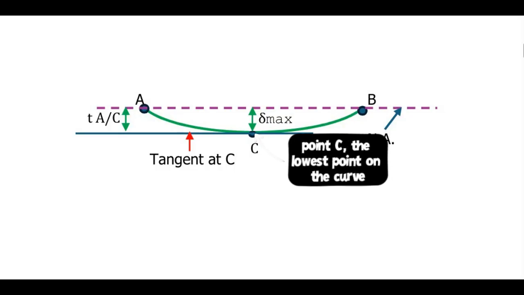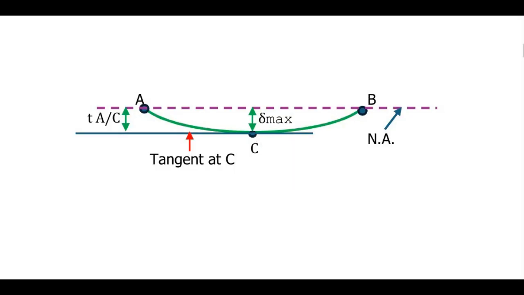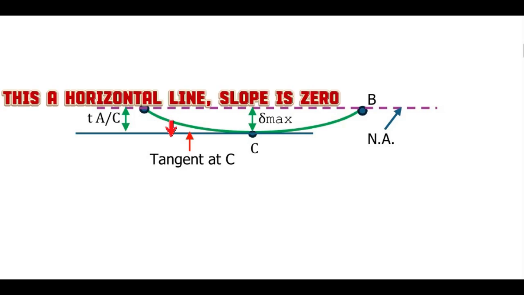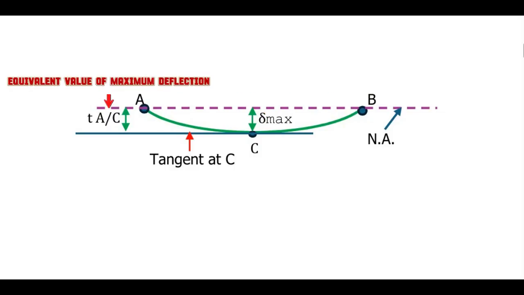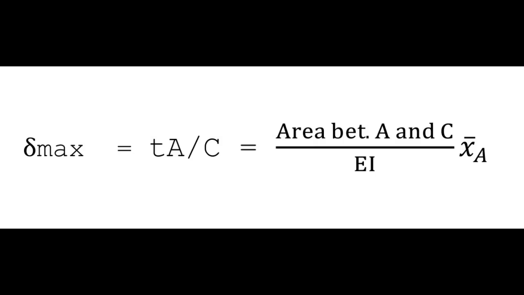After we draw the tangent on the curve at point C, where maximum deflection is located, we have to remember that tangent lines are drawn just to touch the curve at that point. Since point C is the lowest point of the curve, the tangent line at this point is a horizontal line with zero slope. Therefore, if we want maximum deflection, we need to solve for the deviation of point A with respect to a tangent at C, and from the second theorem of the moment area method, that is equal to the area of the bending moment diagram between A and C multiplied by the distance from the centroid of the area up to point A, divided by the flexural rigidity EI.